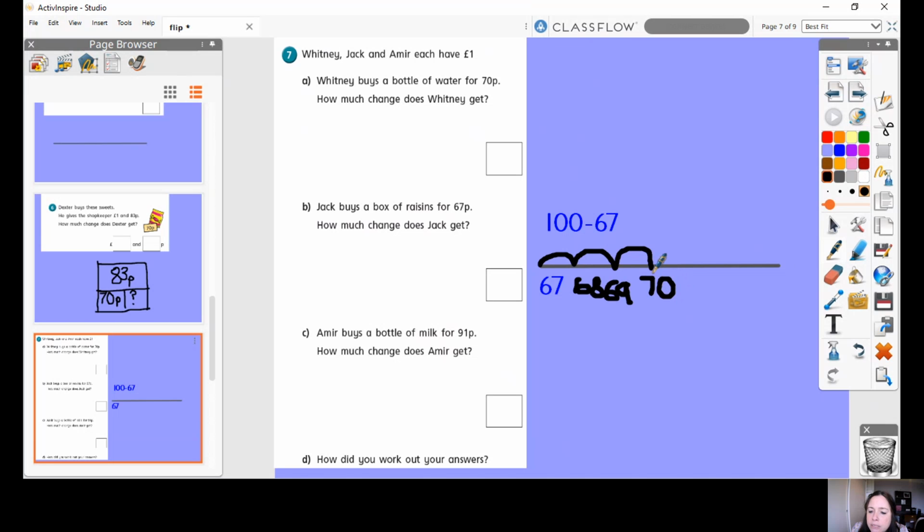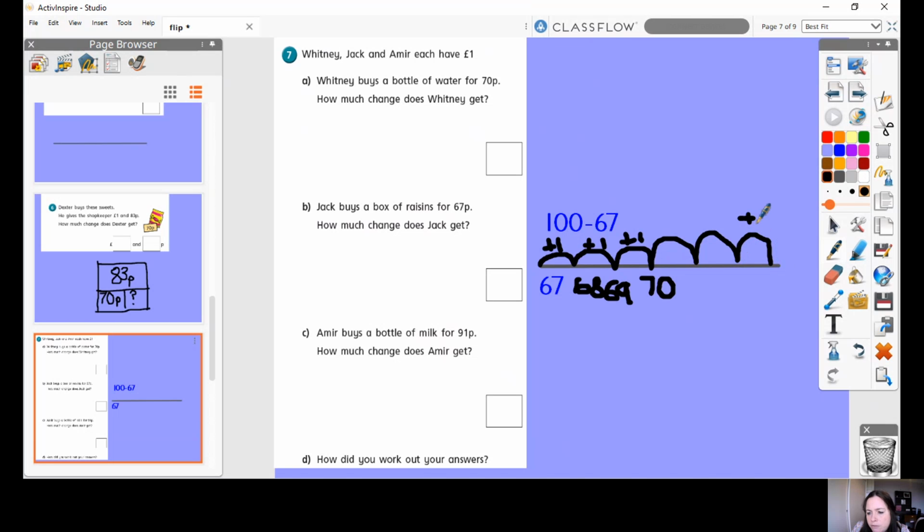Okay, now I just need to count on. So these were add 1, add 1, add 1. I've got up to 70p. I need to get up to 100. So I'm going to jump in tens now because I don't want to go 71, 72, because that would just take forever and I'll probably make mistakes. So I'm going to jump in tens up to 100: 70, 80, 90, 100.